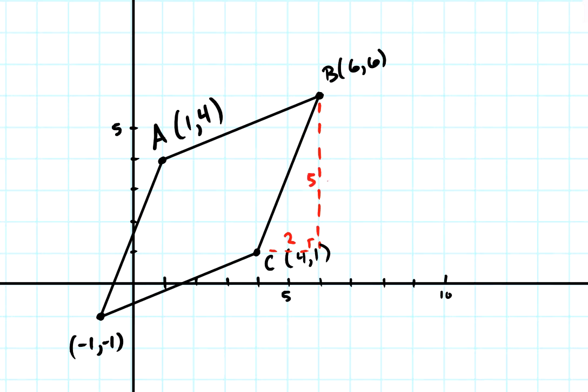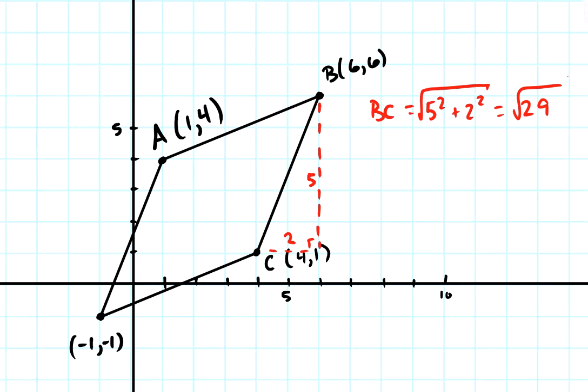Now, according to the Pythagorean theorem, the length of BC, the length from point B to C, would be 5 squared plus 2 squared, which is 29, and that is what BC squared would equal. But BC itself, the length of segment BC, would equal the square root of that. So one of my sides has length root 29.